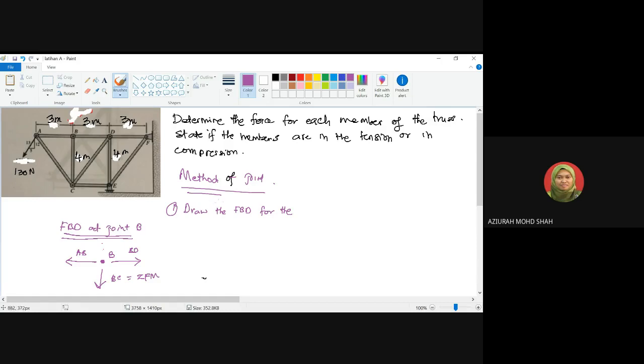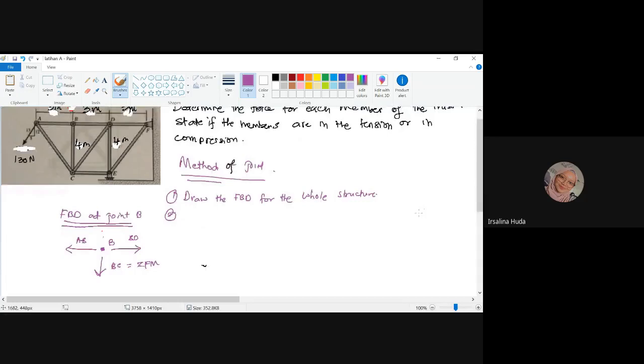FBD. Lepas tu you know that for the support reaction dia is very easy. Support reaction dia biasanya adalah pin dan juga roller, rocker, cable. Dia takkan letak pelik-pelik ataupun smooth magnetic surface. Benda-benda yang senang. So draw the FBD for the whole structure. That's the first step. Second step apa? Ingat tak? Determine support reaction.